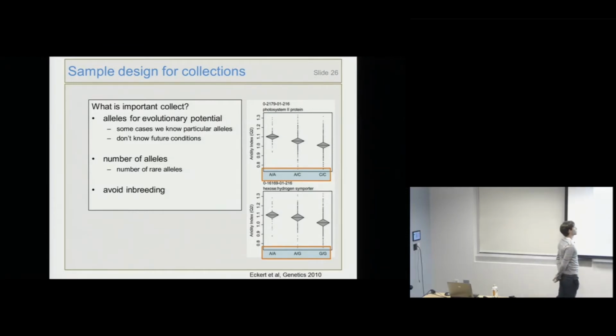There's a bit of work that's been done primarily in forest trees. Andrew Eckert and David Neale at UC Davis have identified some alleles that are associated, with a pretty loose correlation, to particular environmental variables, but we rarely know exactly what alleles are needed for a species' adaptation in the future. Furthermore, we don't actually know what the future conditions will be. So in most cases with a collection, we're trying to capture just a large number of alleles, and of course to avoid sampling a lot of related individuals that will then be inbred.